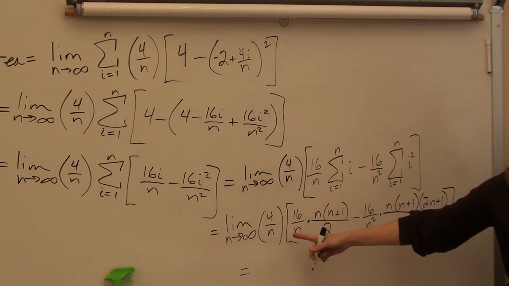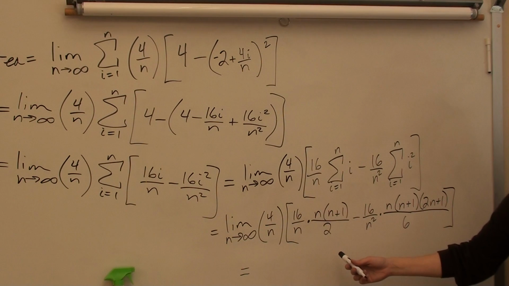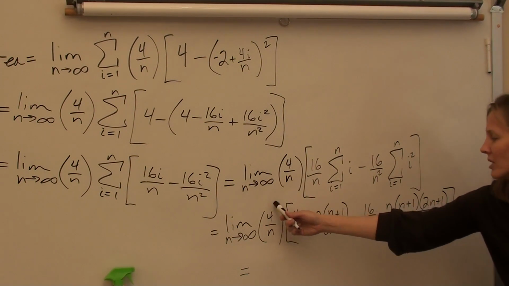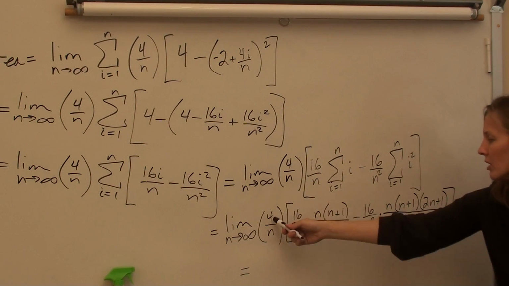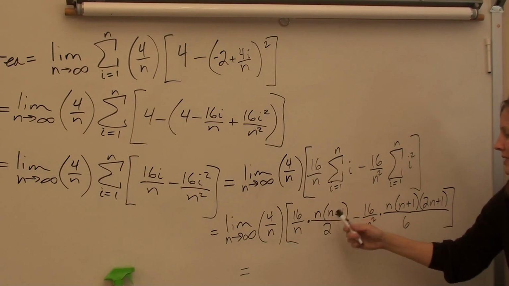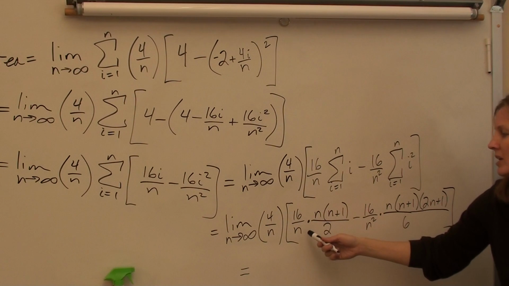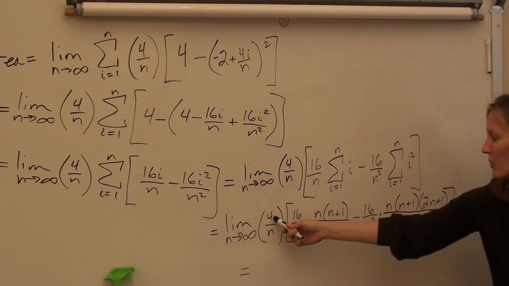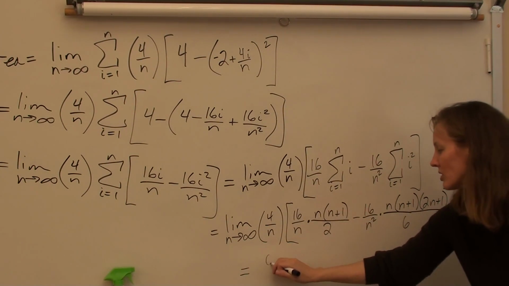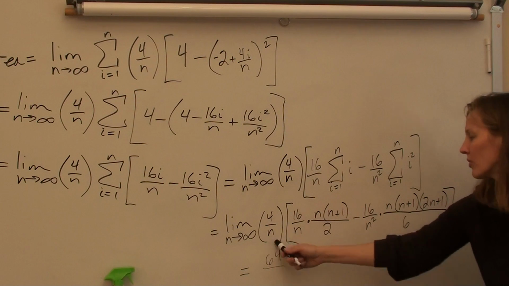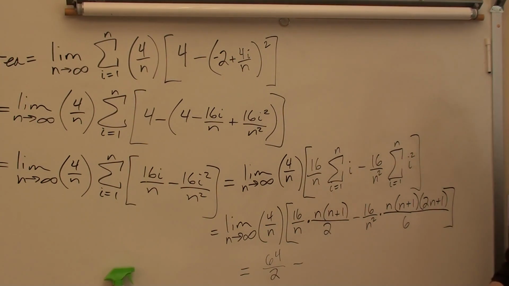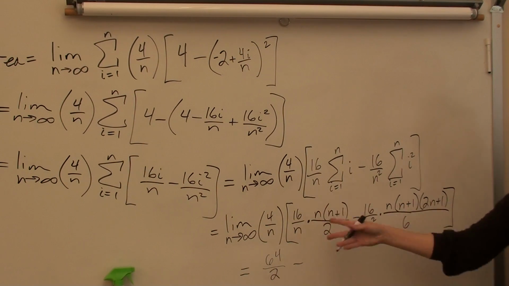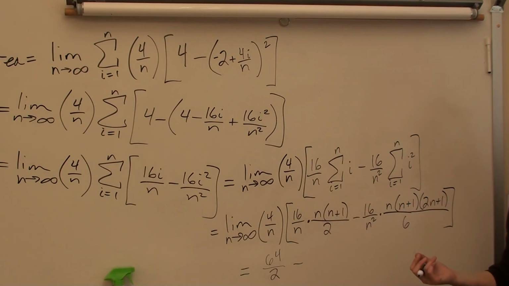Remember, when we do limit as n approaches infinity, we're just talking about horizontal asymptote rules. I'm going to just think of this 4 over n as part of this whole big term here. So I have an n squared on top and an n squared on the bottom. So my leading coefficient is 4 times 16, or 64, over 2. And believe me, if you want to multiply it in, that's completely fine.